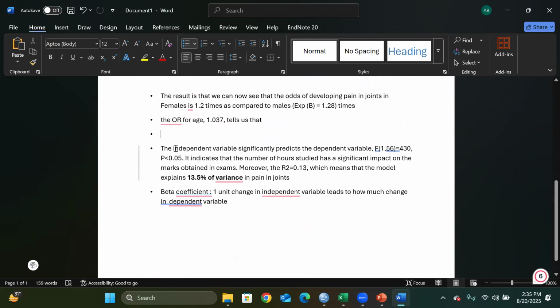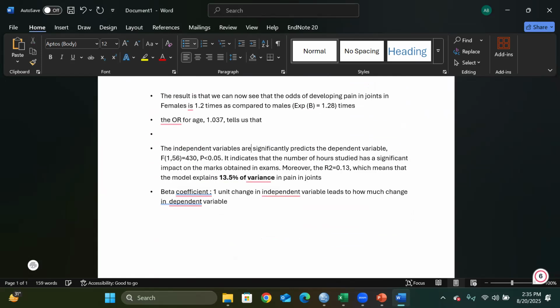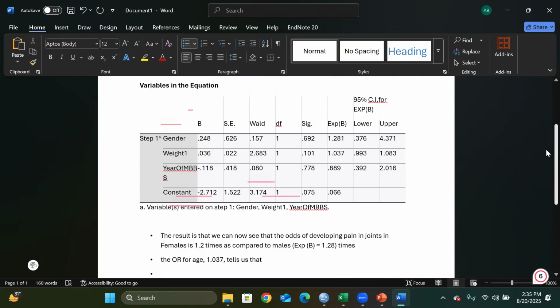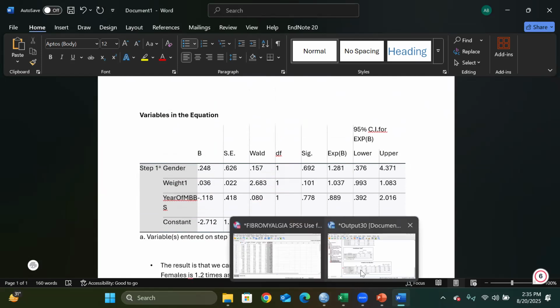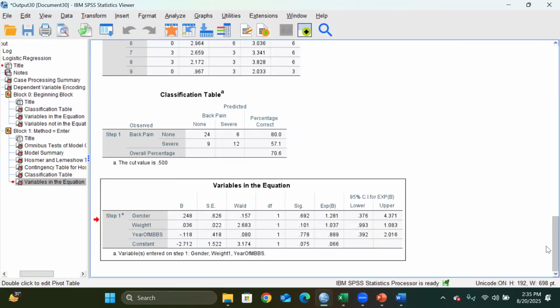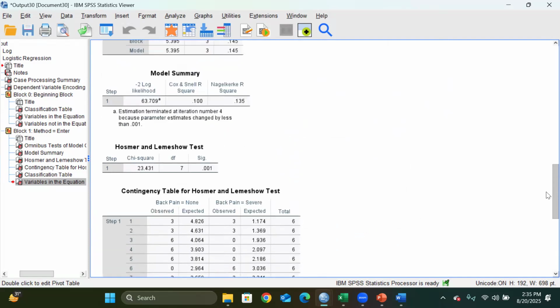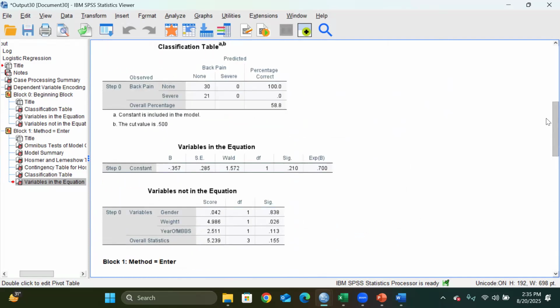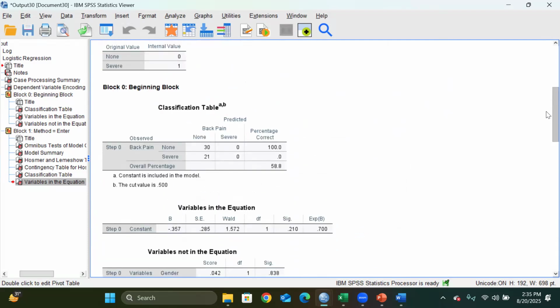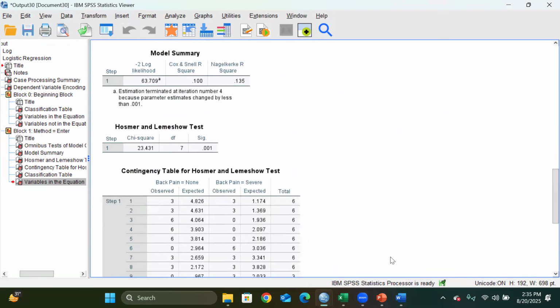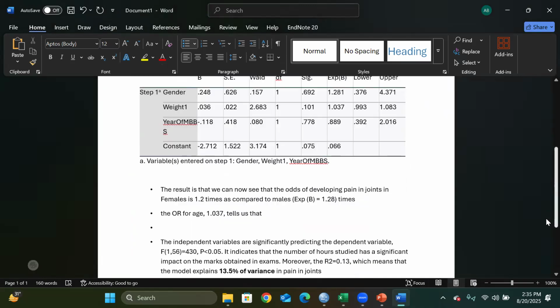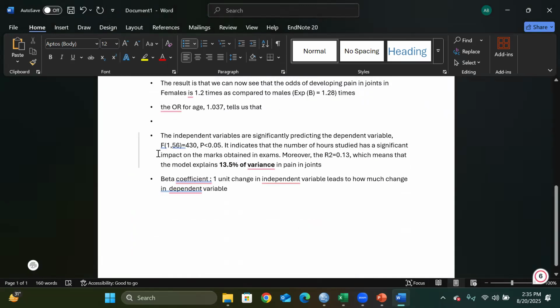Okay, so we have written that the independent variables are significantly predicting the dependent variable. Now the F value, where is our F value? No, we will not be adding the F value here because we have not done it separately. We can just add the degree of freedom value and the exponential B value.